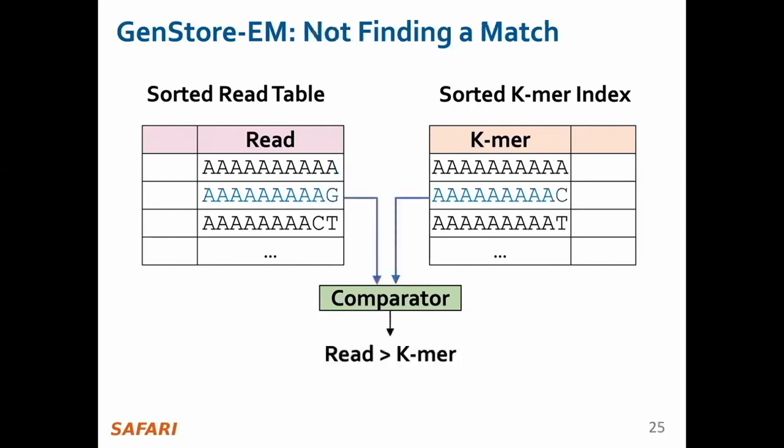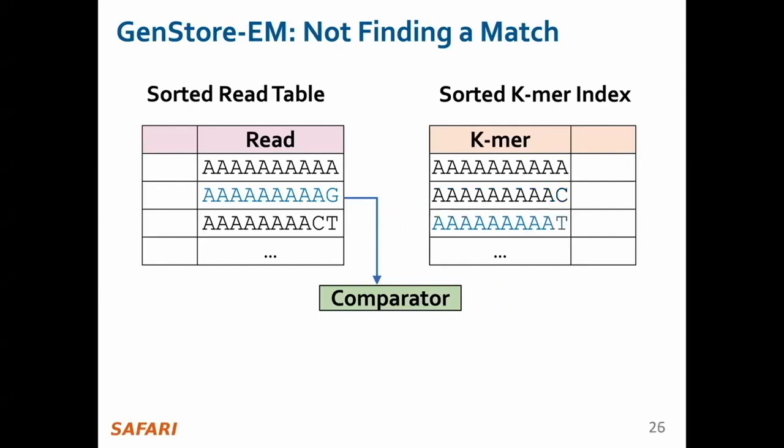Here, when the read is alphabetically larger than the k-mer, we conclude that the k-mer does not match any read. Since we have been sequentially scanning, we would already have seen the match if the k-mer matched any read. So then we go to the next element in the sorted k-mer index so that we can examine the next k-mer.